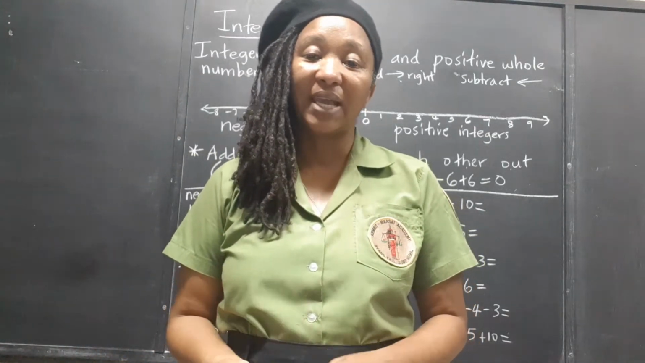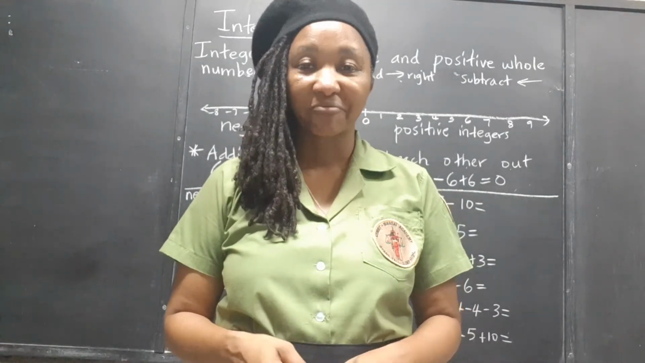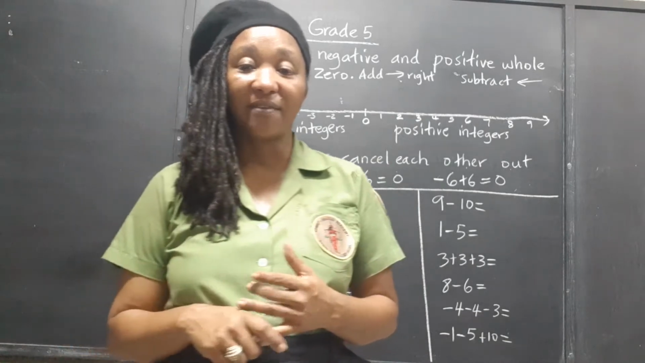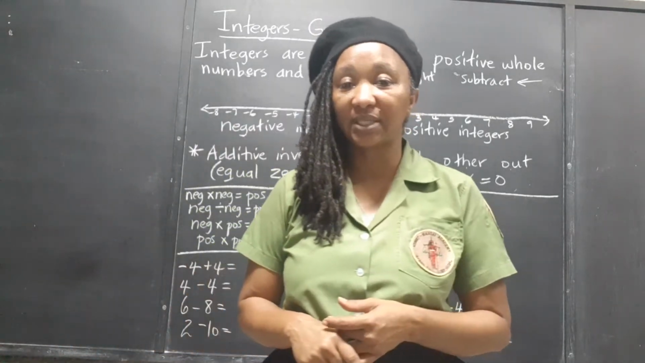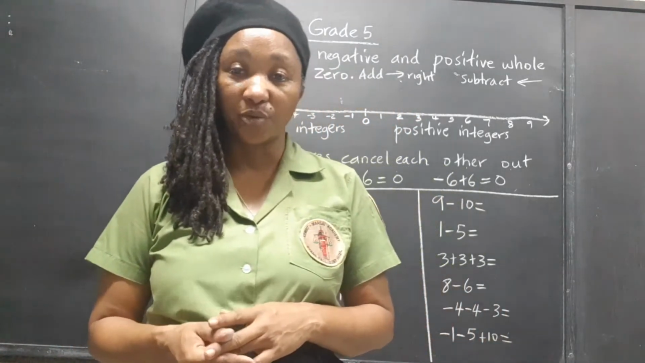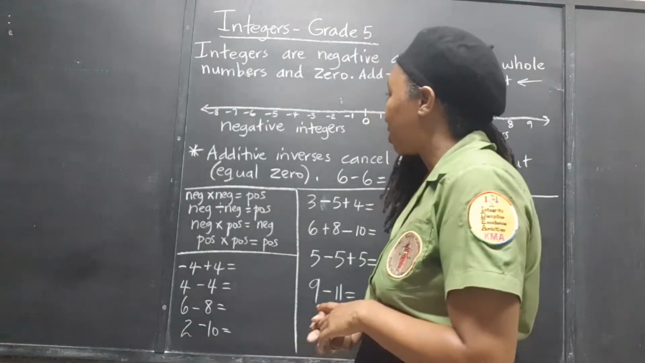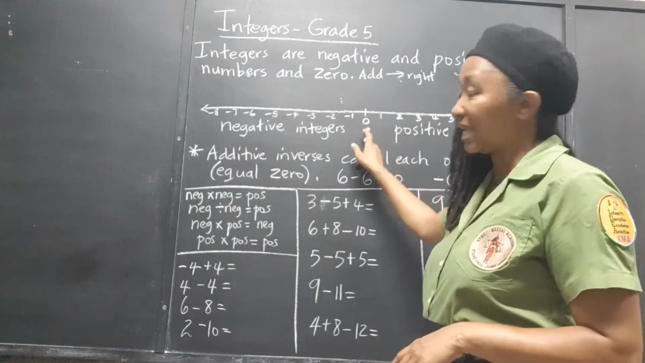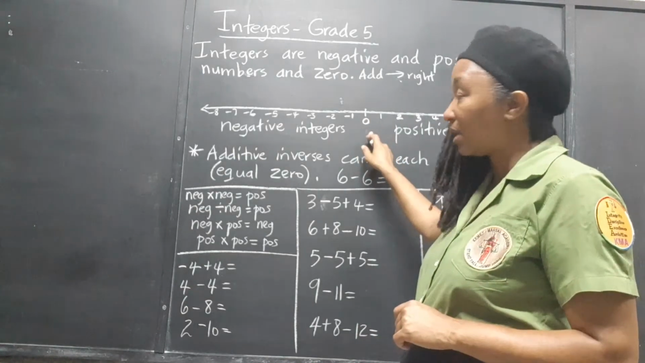We're going to be looking at integers. What are integers? Integers are the negative and positive whole numbers and zero. We can represent integers using the number line. So here we have the number line, centered at 0.